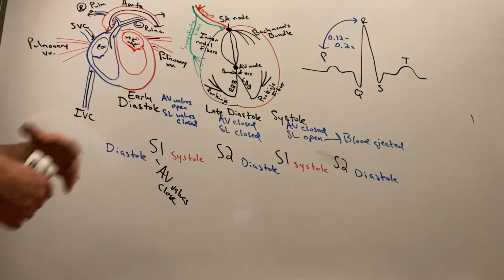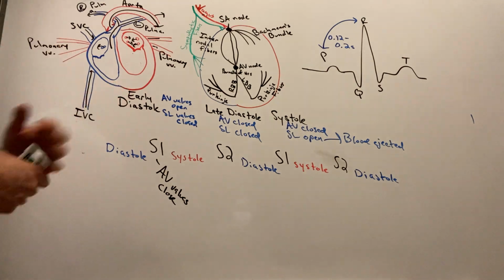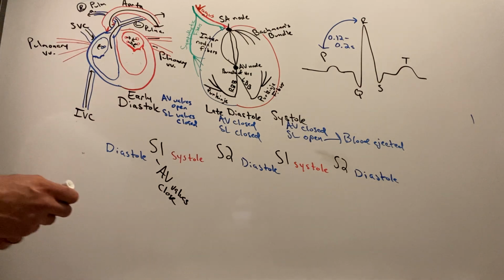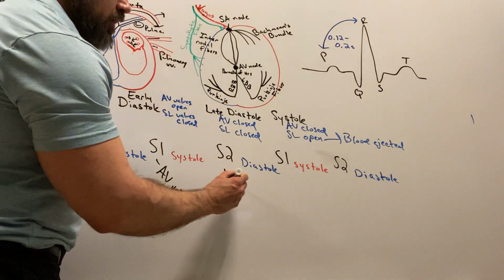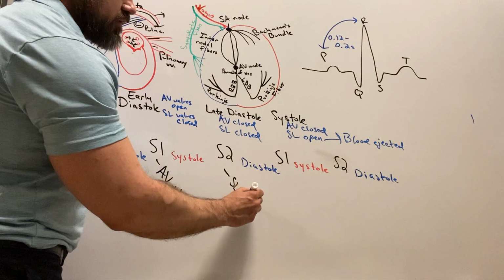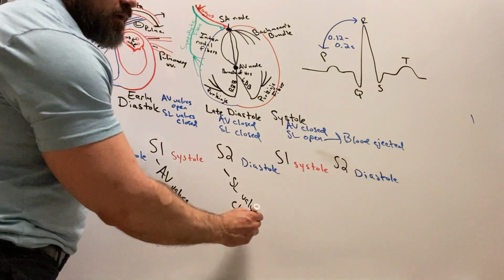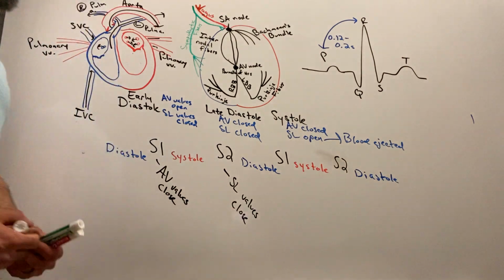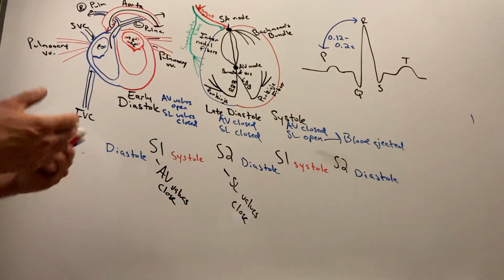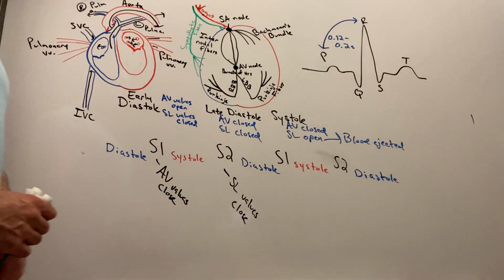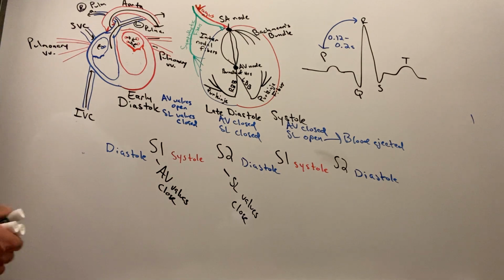Okay, and then the ventricles contract, they eject their blood, and then what happens? Then the semilunar valves snap shut, and that gives us our S2. So S2, so our SL valves close. So the pulmonic and aortic valve are closing. When they snap shut, that's going to give us our S2 heart sound. Remember, S1 is our lub, S2 is our dub. So lub, dub, lub, dub.